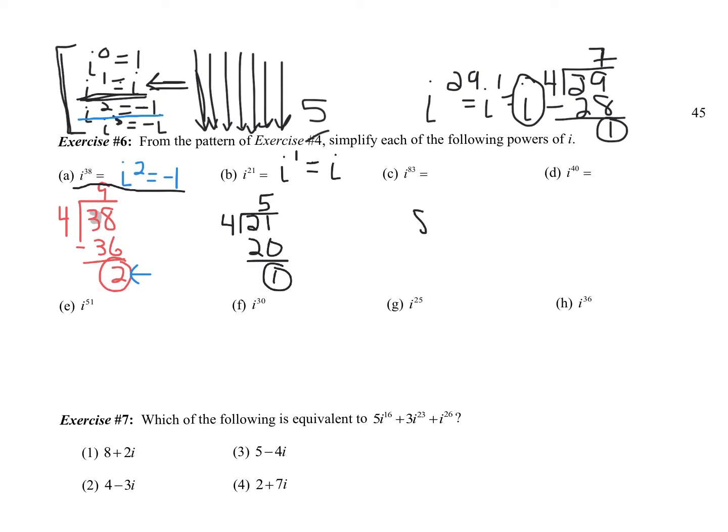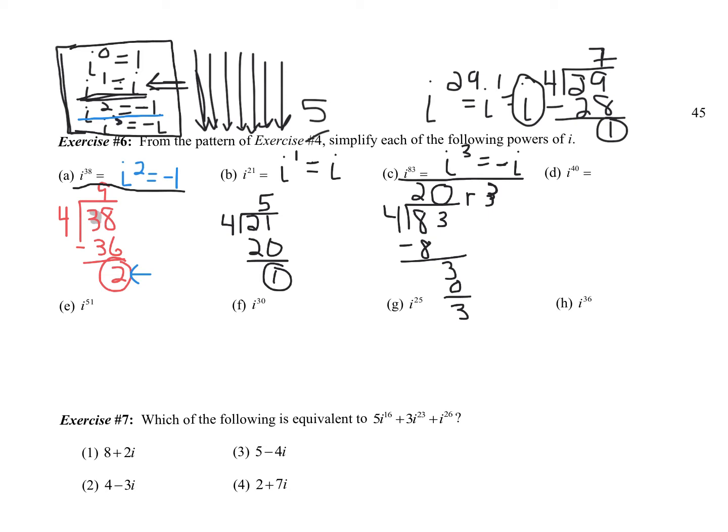So the next one, I divide 83 by 4. That goes in twice. We subtract, this is that long division algorithm from going back to probably 4th grade. Goes in 0 times. So my remainder is 3. So this equals, I'm just going to draw a line so it doesn't get messy, i cubed, which is from my chart negative i, from right up here.